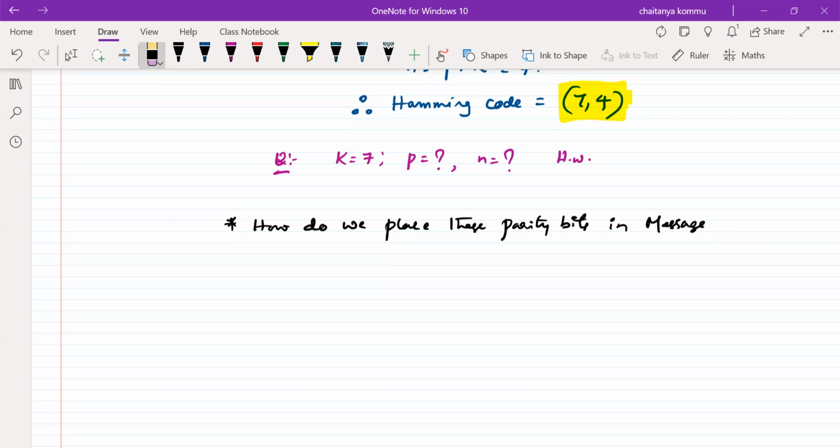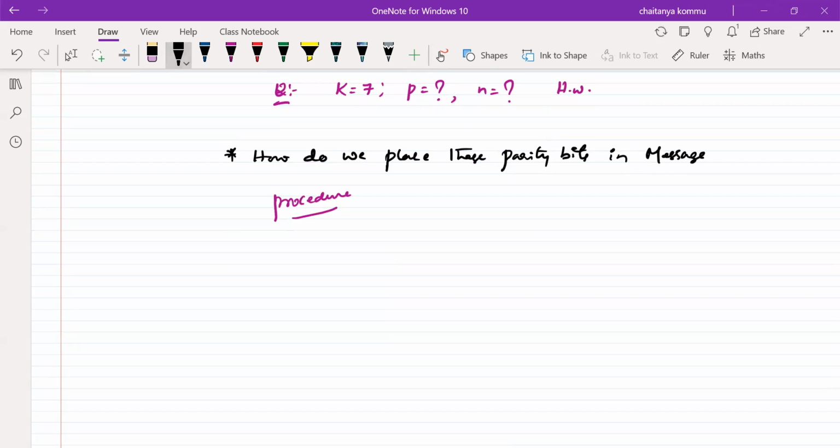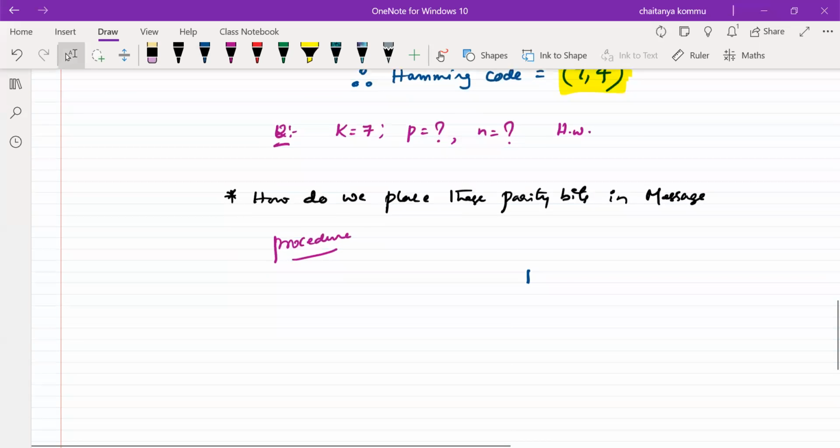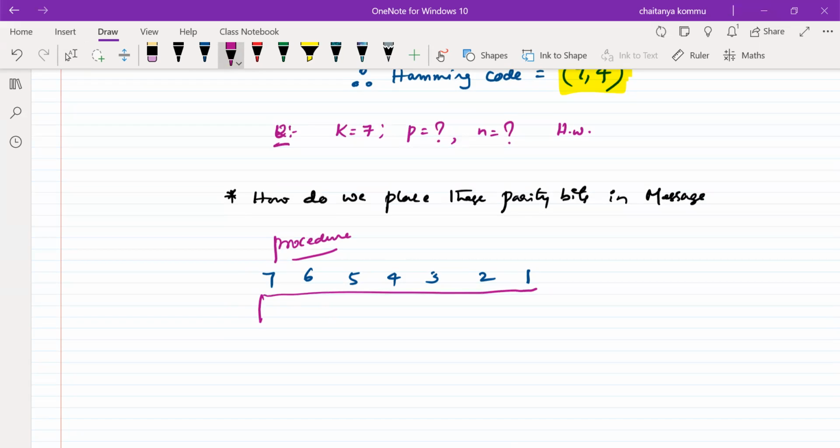So we have to follow some procedure. As everybody can understand, we require 7 positions; the total number of bits is 7: 1, 2, 3, 4, 5, 6, 7. Agreed? So if this is one particular register, I can place something like this.